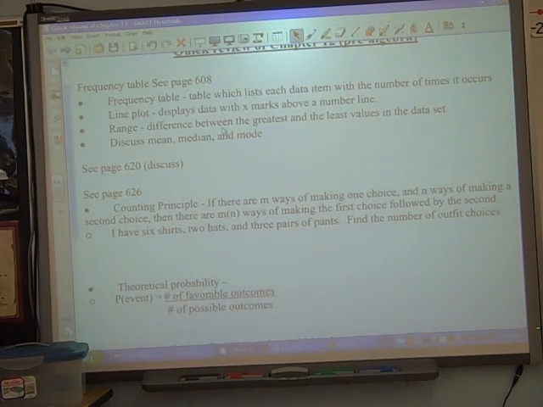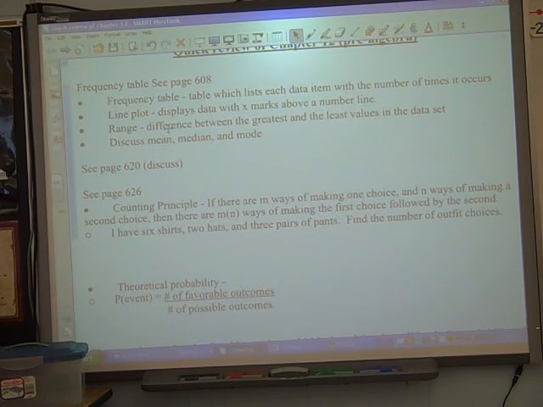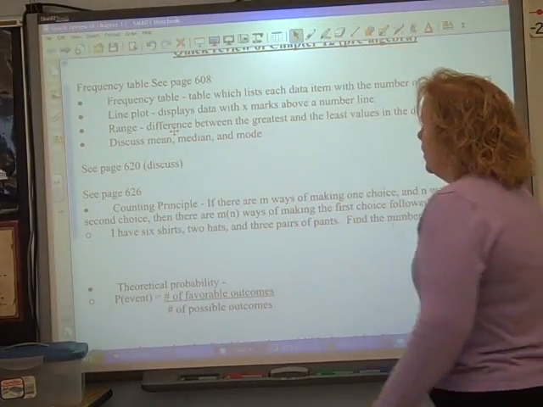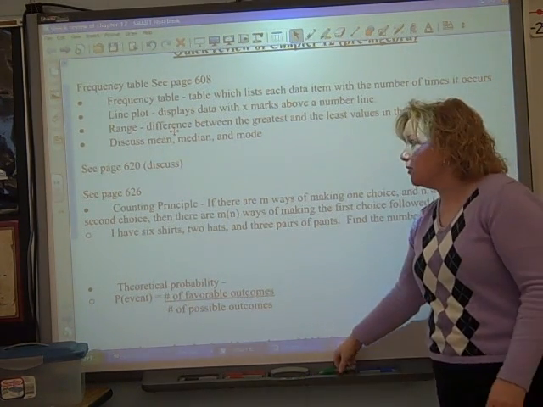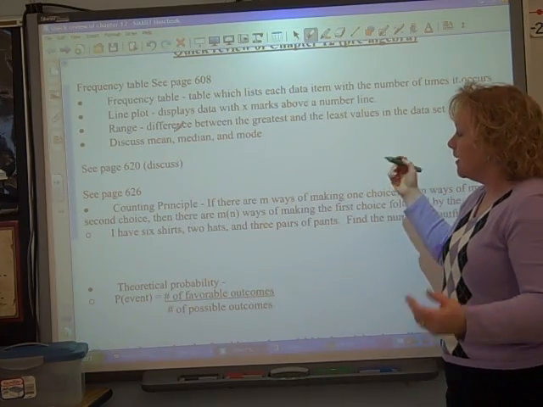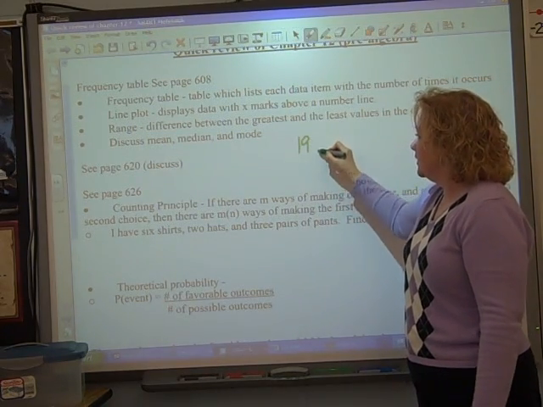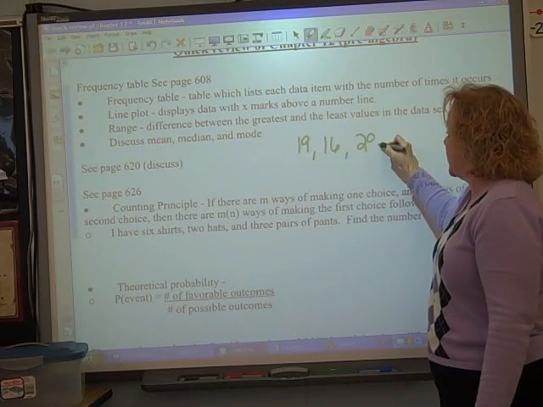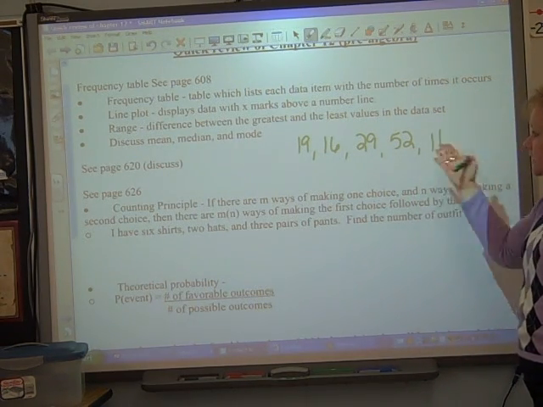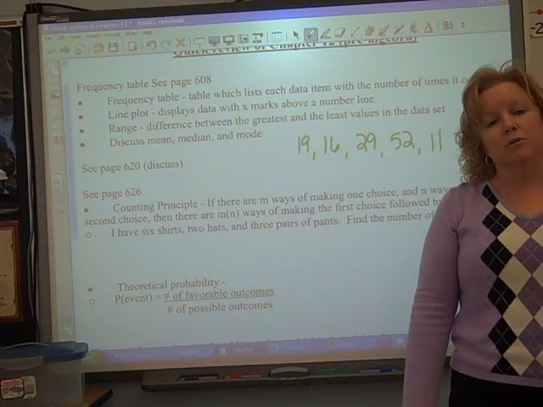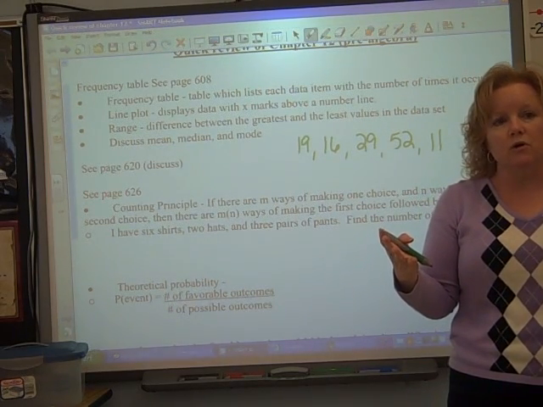All right. The other thing is range. What does range mean? Do you remember what range means? So again, this might come up in ISAT. So the range, remember, is the difference between the greatest and the least value in the data set. So for example, if you had a bunch of numbers, 19, 16, 29, 52, 11, and so on, and they said, what is the range of those numbers? What do you have to do?